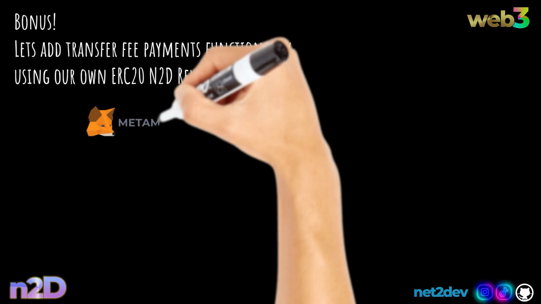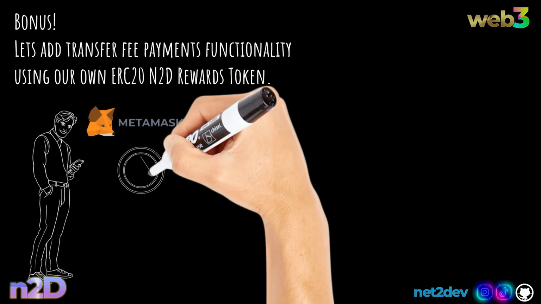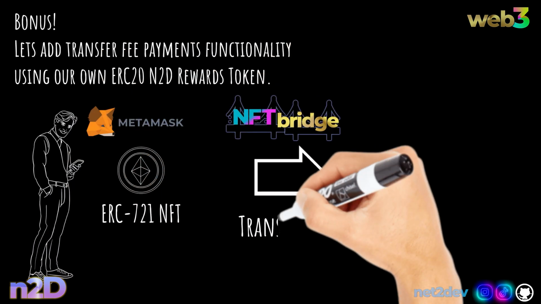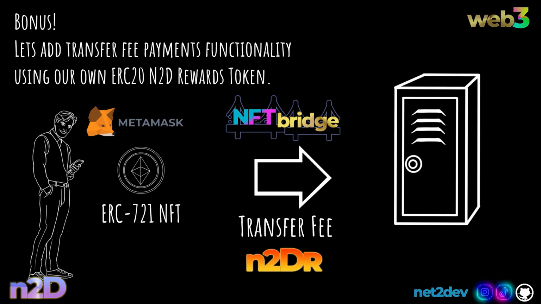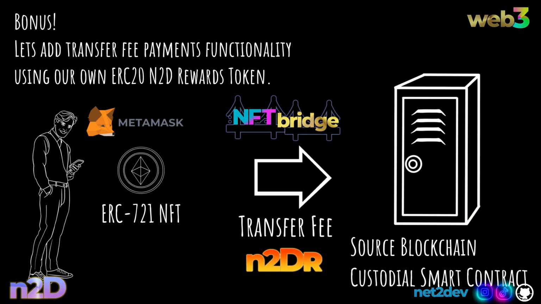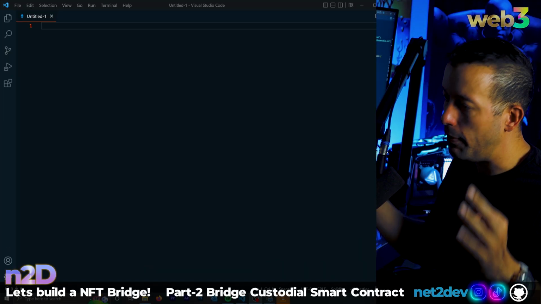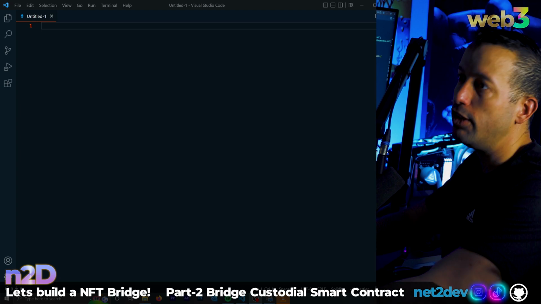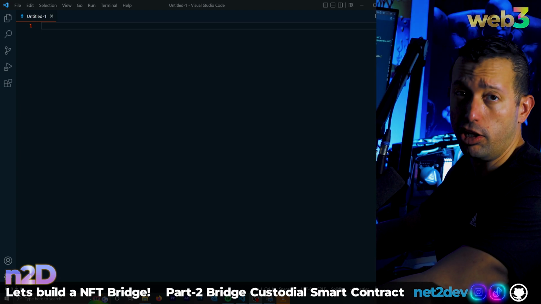Bonus: let's add the bridge transaction fees to the smart contract. We will enable the contract to receive payment for bridge transfer services using our custom ERC-20 N2DR rewards token. Let's make this happen. Let's make this happen right now. Let's build the custodial smart contract.